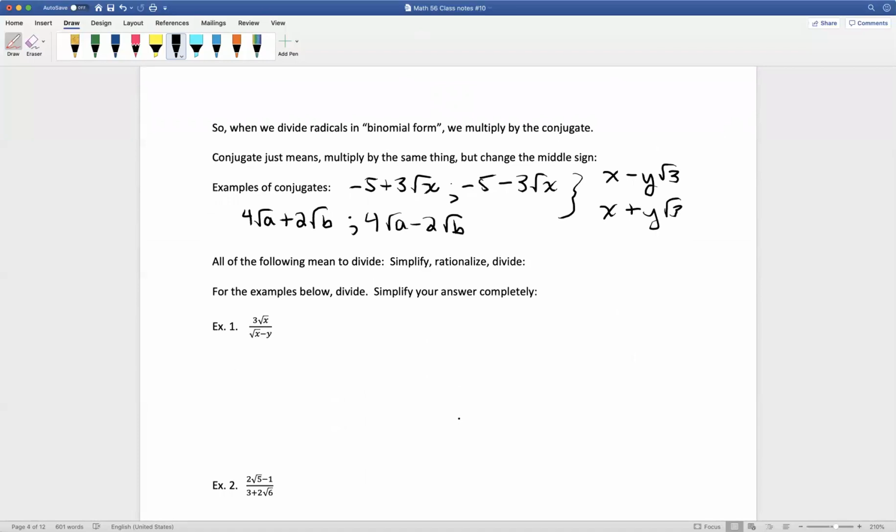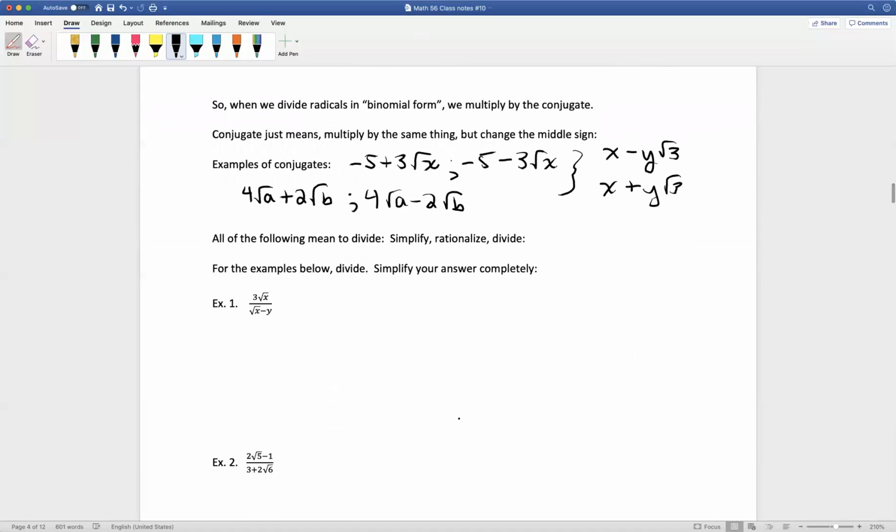Okay, let's put this into practice. Let's take a look at 3 more examples. We'll do number 1 and 2 together. So you look at the denominator, you say, okay, in my denominator, I have a binomial. I'm going to multiply the numerator and denominator by the conjugate. And the conjugate of the square root of x minus y is the square root of x plus y.